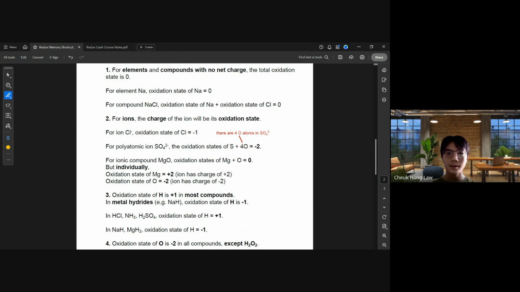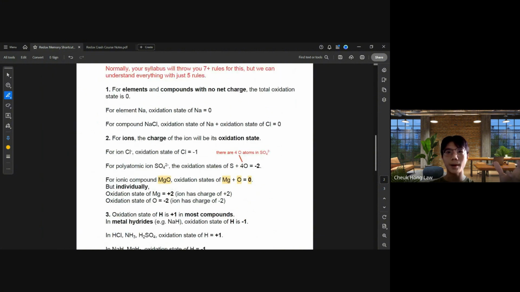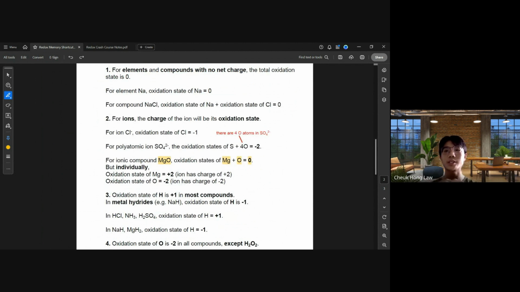And then if we look at an ionic compound, let's say MgO, the total oxidation state of magnesium and oxygen will be 0. The oxidation state of magnesium plus oxygen is 0 because it is a compound with no net charge. The charges cancel each other out. So the oxidation state is 0.